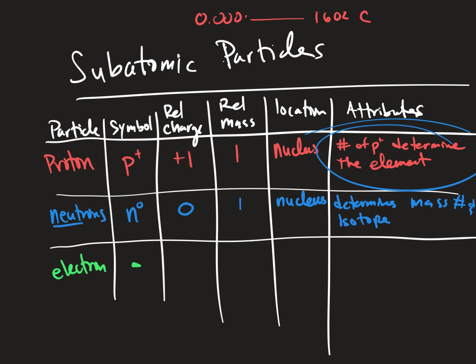The electron is E with a what's up top? Minus. Why? -1 charge. What's the relative mass? 0. Do they really have a 0 mass, guys? No, it's like 1/2000th of a proton. Well, what's 1 divided by 2,000? 0.000 something. Well, that's basically what? 0, right?